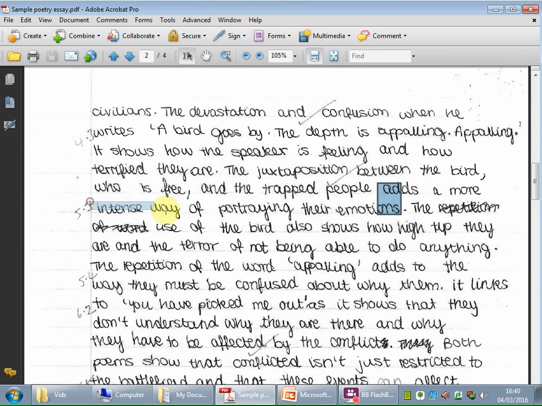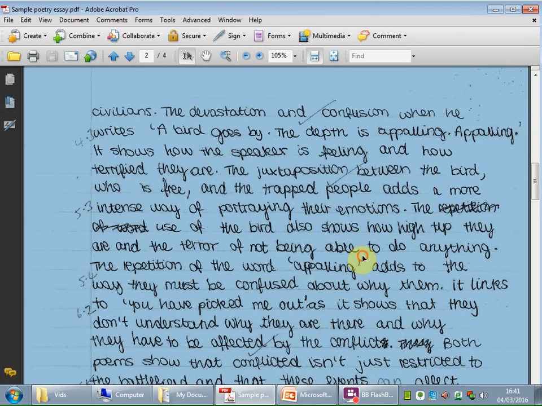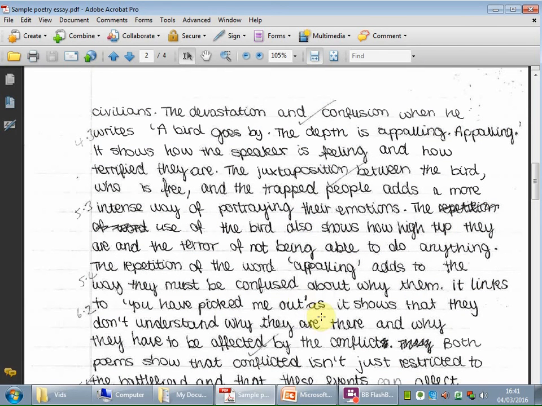Adds a more intense way of portraying their emotions. The use of the bird also shows how high up they are. Can you see how they're not letting that idea go? They're going further with that. You can overdo this. You don't want to write half a page about the bird, but this is good. It's finding several ideas coming out of the one image of the bird.